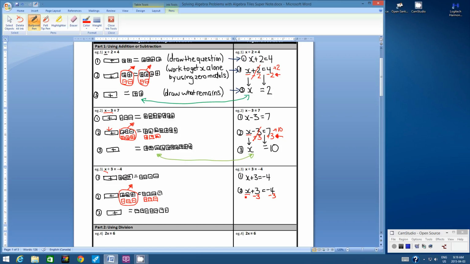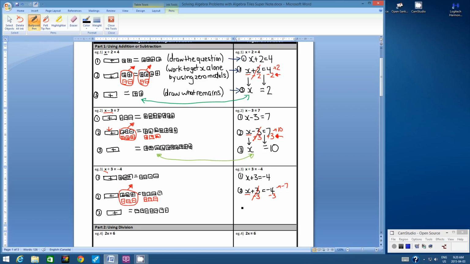Okay? So let's see what happens here. Positive 3 subtract 3 is 0, so that cancels each other out. So make sure you draw a slash through it. And negative 4 subtract 3, so here's why it's very good that you keep up with your integer skills, right? Negative 4 subtract 3 is negative 7.